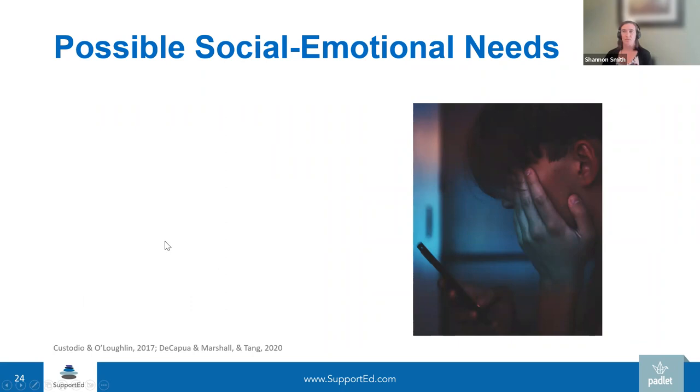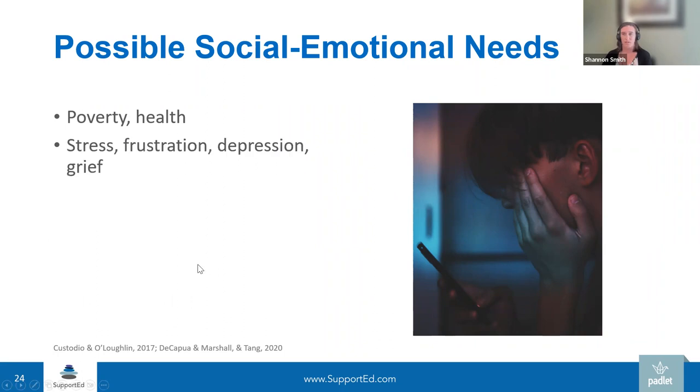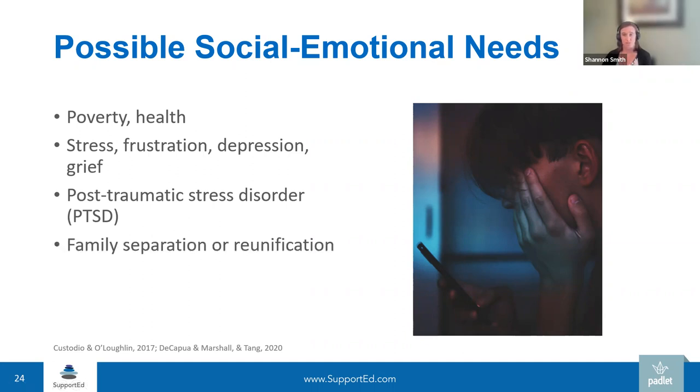We also talked a little bit about the possible social emotional needs. These could be repercussions from poverty and inadequate health care. It could be coming from the stress, frustration, or depression due to situations they've endured prior to coming to the United States. It could be due to post-traumatic stress disorder after suffering traumas, or challenges associated with family separation or reunification after long periods of time of being apart. Knowing more about a student's living situation can definitely help in providing the appropriate supports.